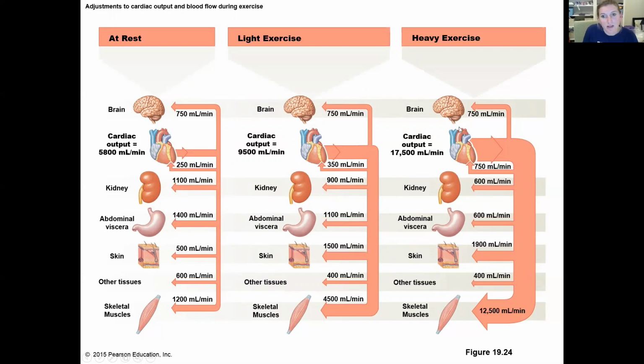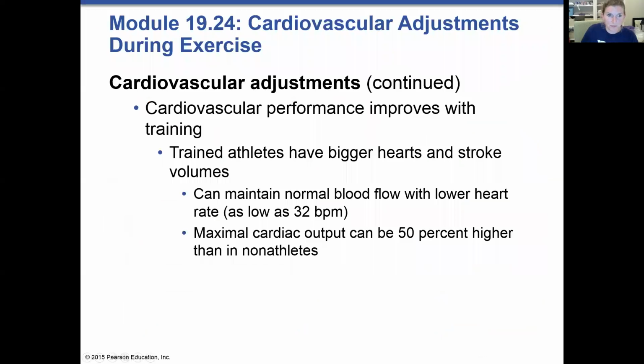Look here, now we're at heavy exercise. Our output now is much larger, right? That arrow is much bigger. We're getting less to the kidneys, right? We're getting less to the viscera, we're getting more to the skin and more to the skeletal muscles. Brain remains unchanged. So the cardiovascular performance is going to improve with training.